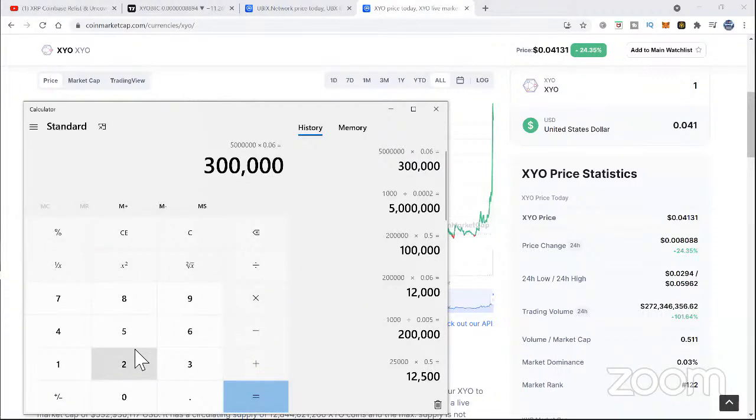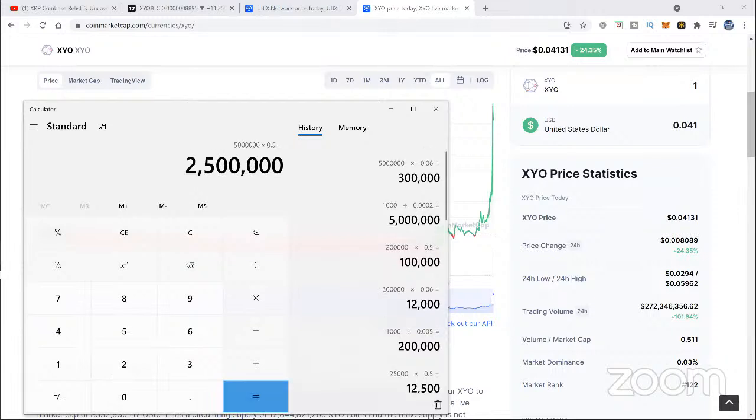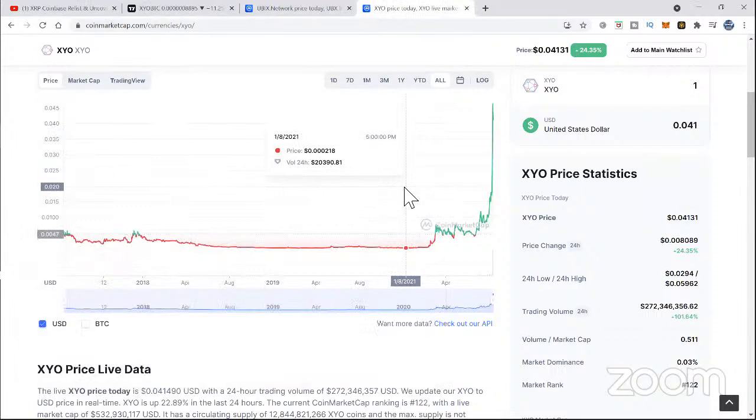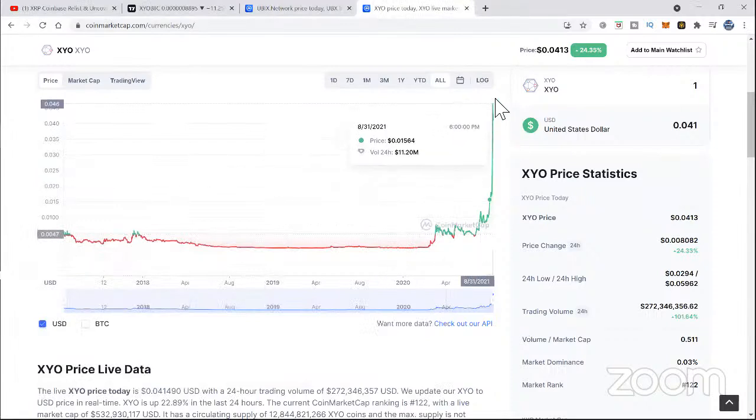Man, if that hits 50 cents, that'll be $250,000. I'm sorry, 2.5 million. Let's do the math just to check: 5 million shares times 50 cents, $2.5 million. All right, so out of there, guys. Insane what we are seeing in the crypto markets right now.